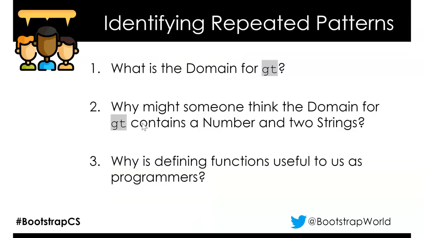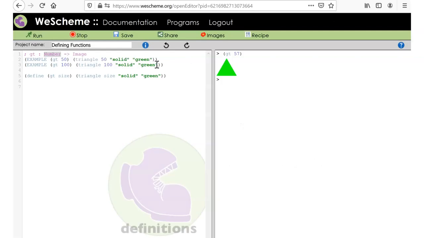Why might someone think the domain for GT contains a number and two strings? Well, they might think that because the domain for the triangle function does take a number and two strings, right? So the contract, if we were writing the contract for triangle, it would be triangle: number string string, and we get an image, right? That's the contract for triangle.